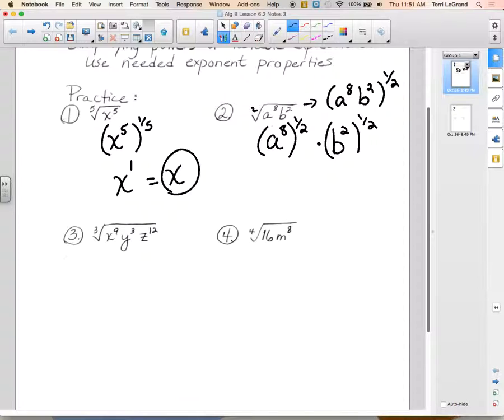Okay, now we have a power to a power times another power to a power. What are we going to do with a to the 8th raised to the 1/2 power? What can that become? Mia, can you help me out? What can a to the 8th raised to the 1/2 power, what can I change that to? What can I rename that as?